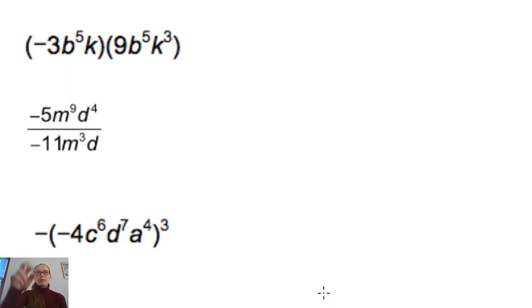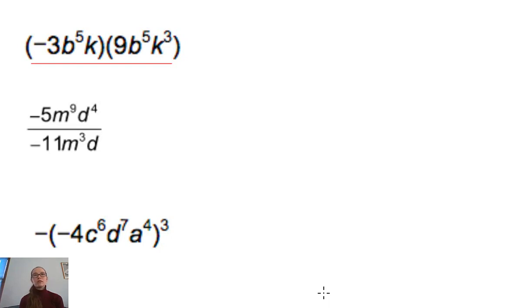So looking at this first one, all I see is multiplication. I don't see any division signs, I don't see any zero powers, I don't see any negative exponents, and I don't see a power to a power. So all I have to worry about is the product rule. So I look at the same bases.